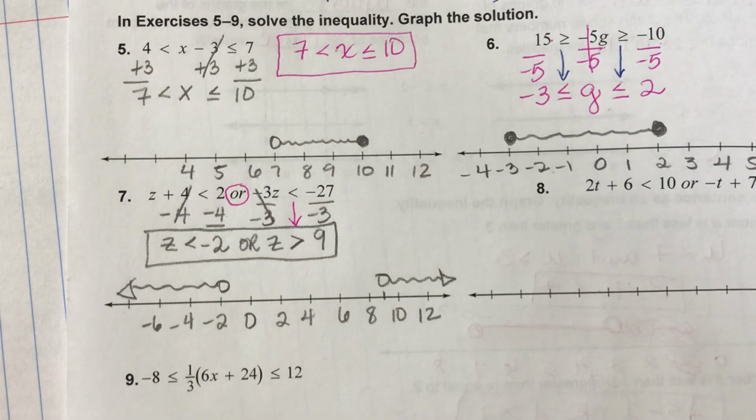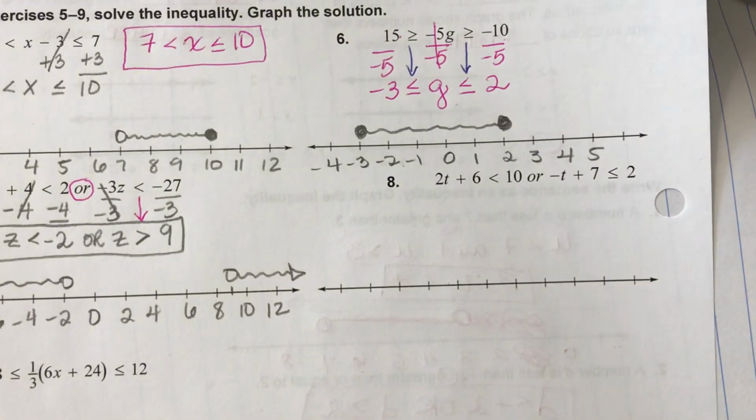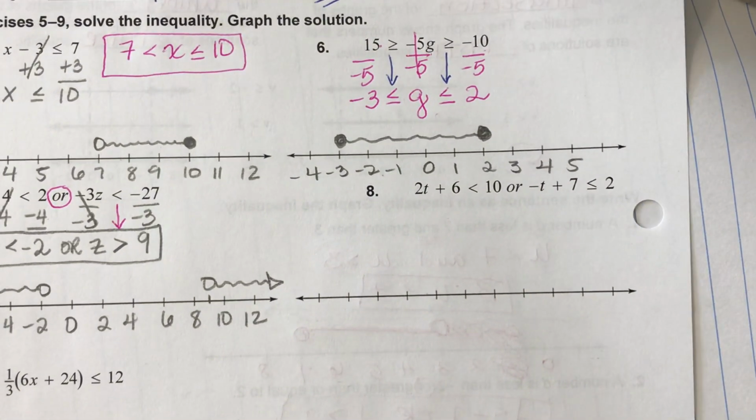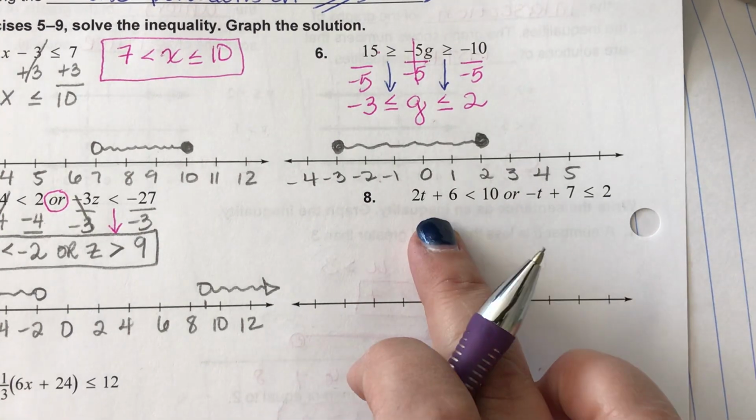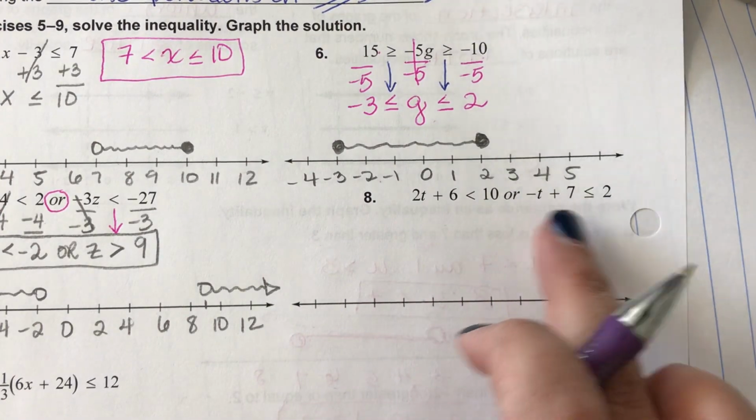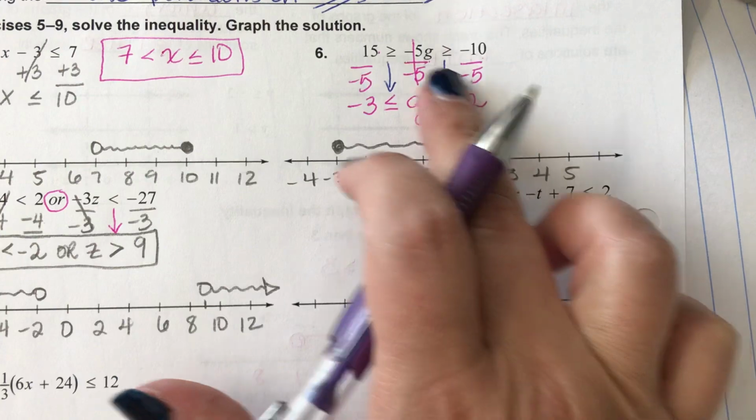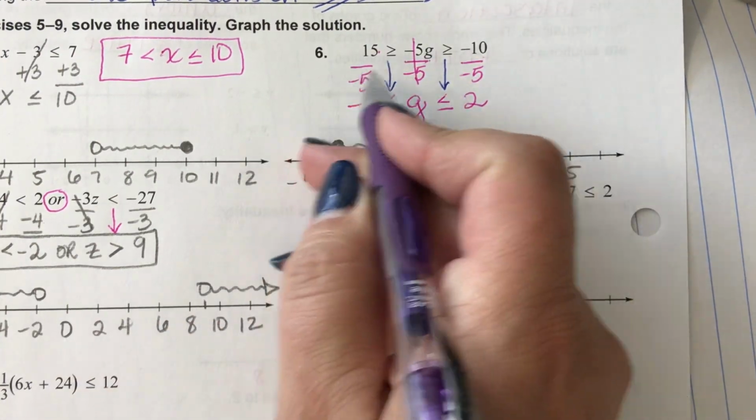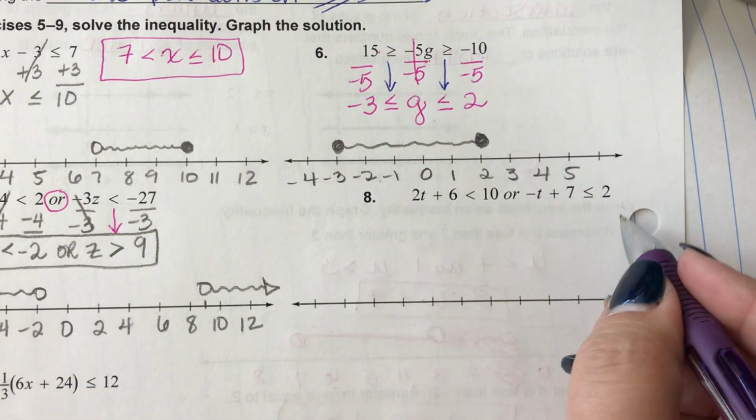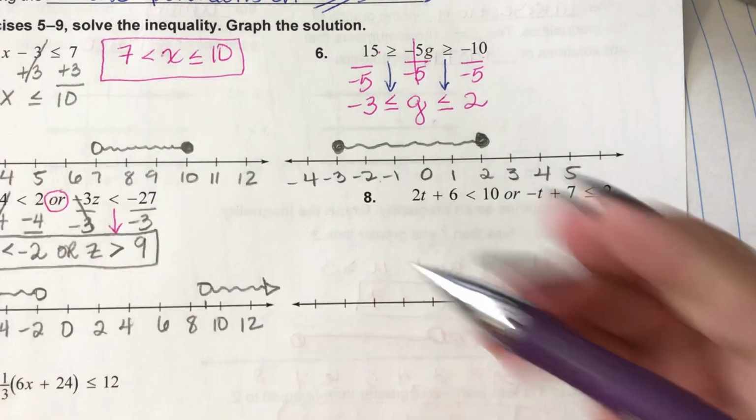Okay, let's try another or statement here. So on number 8, again, two different inequalities, I apologize. So don't try to merge them. You can only really do that on the and statements that are written all together. Here, we're just solving essentially two different math problems.